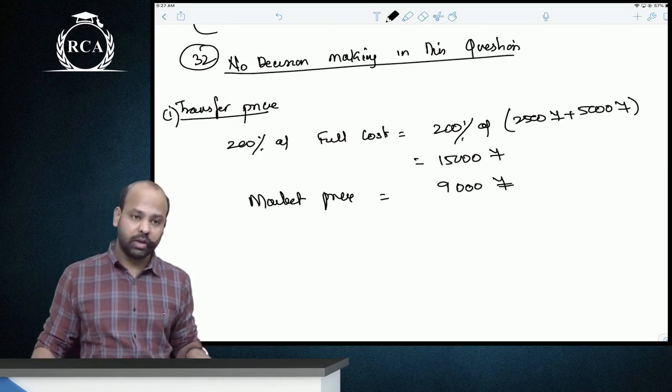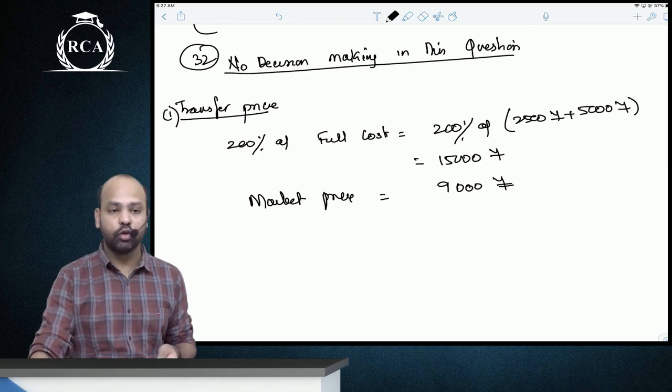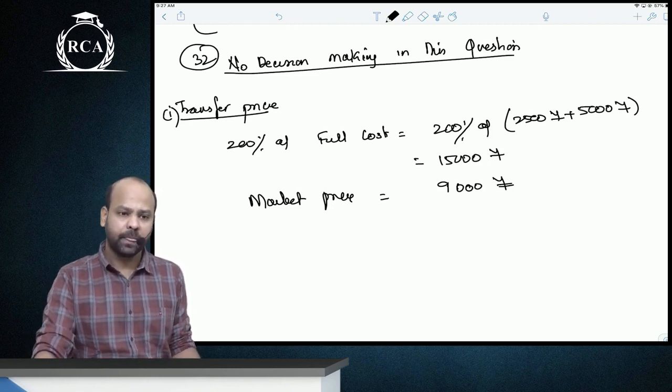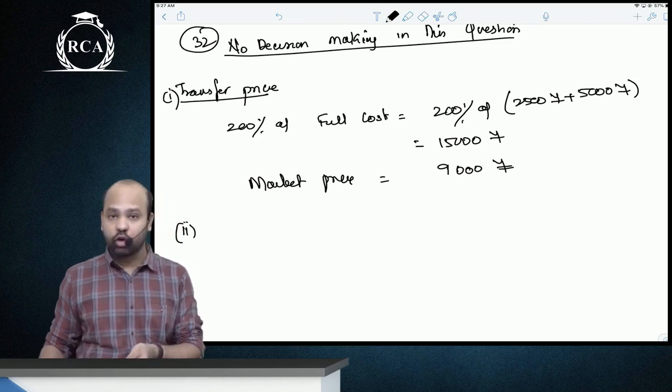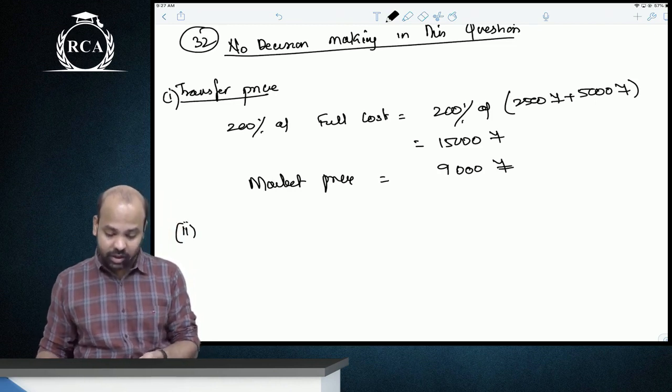Are we clear about this? Yes, sir. 200% of full cost, guys, or at market price. Okay, sir. Now, guys, the second part is the profitability statement. I'm sure you're all done with this. The second part is the profitability statement.